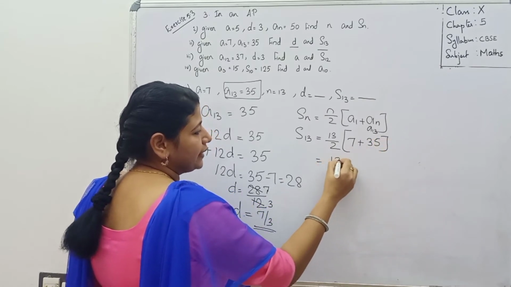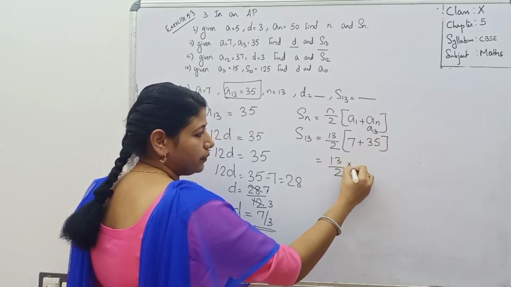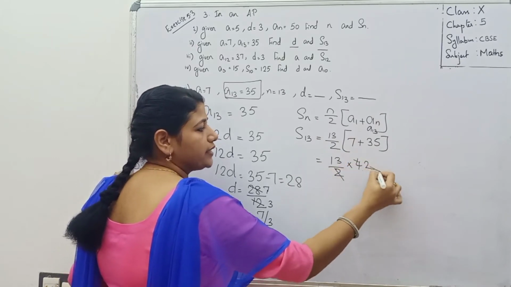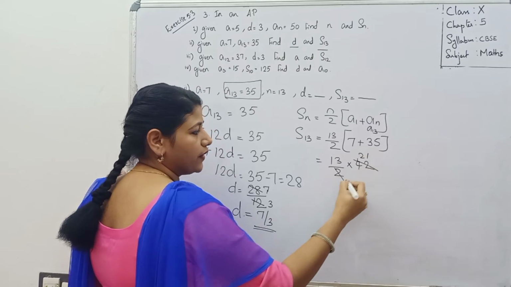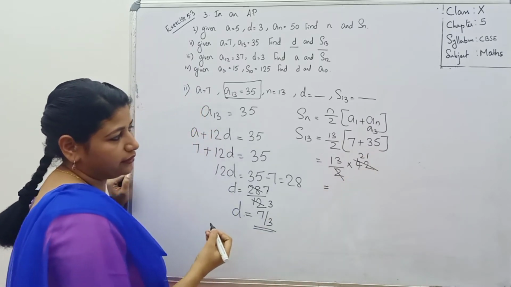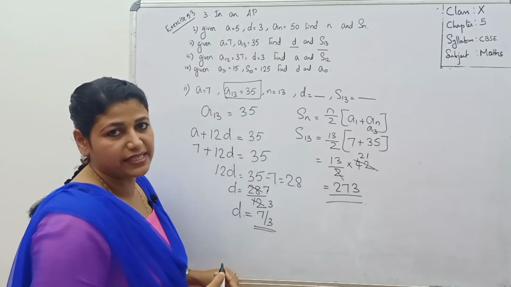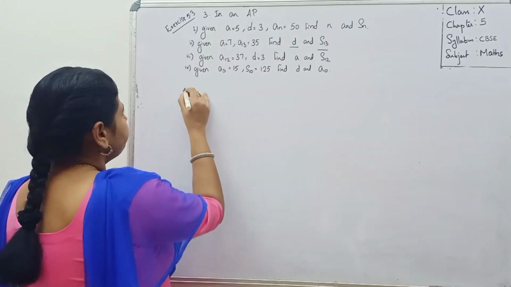So you will get 13 by 2 into 35 plus 7 is 42. We can cancel this 2 and 42. That is 21. 21 into 13 is 273. So the sum is 273. Okay. Third question.